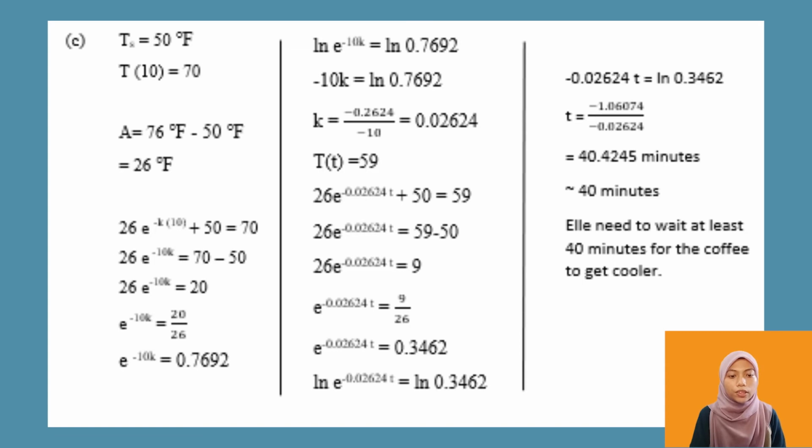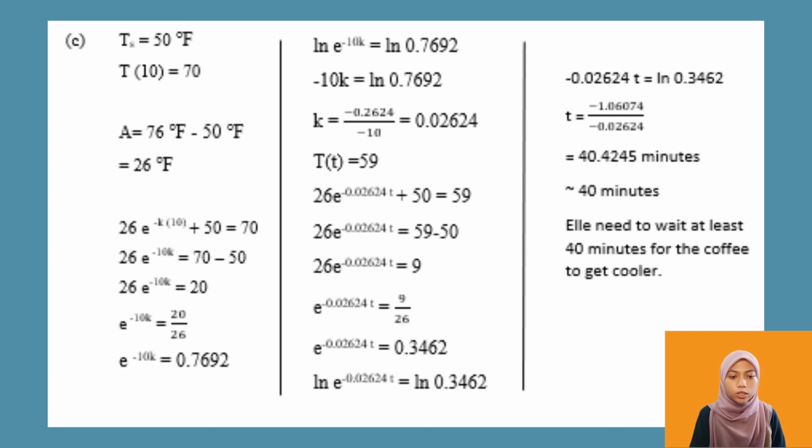0.02624. After we have found the A value and the K value, we just insert them into the cooling equation, and it will become 26 exponent of negative 0.02624T plus 50 equals T(t). And now we can find the time for the coffee to reach 59 degrees Fahrenheit.